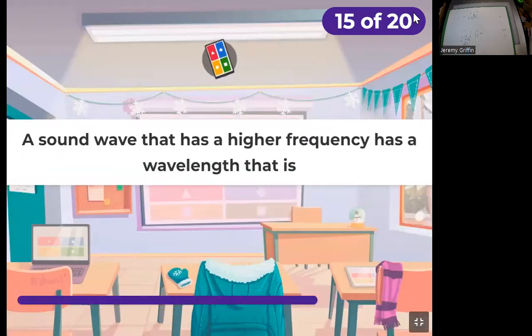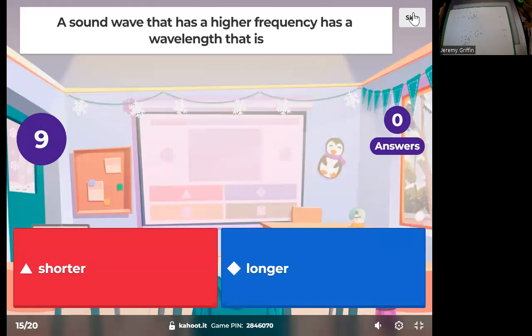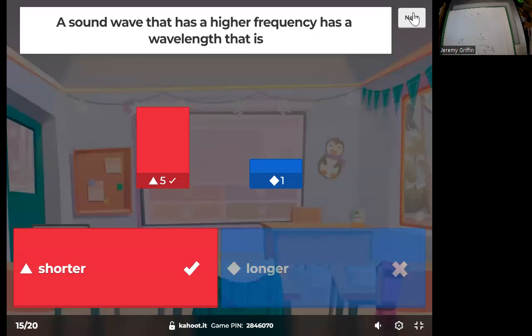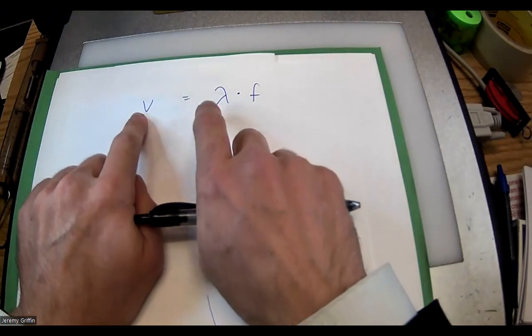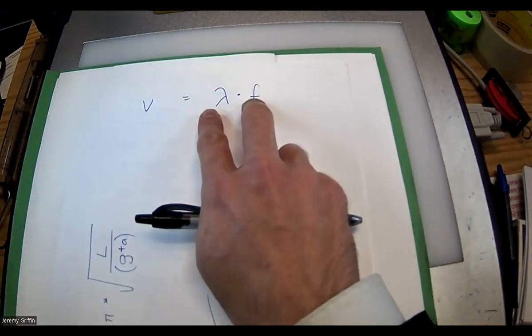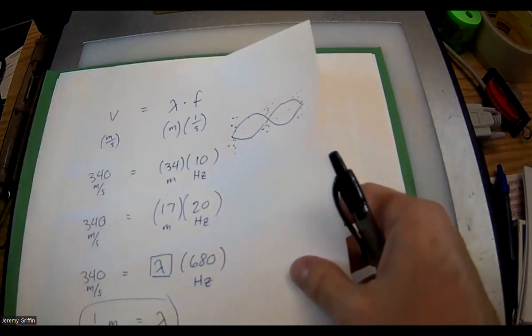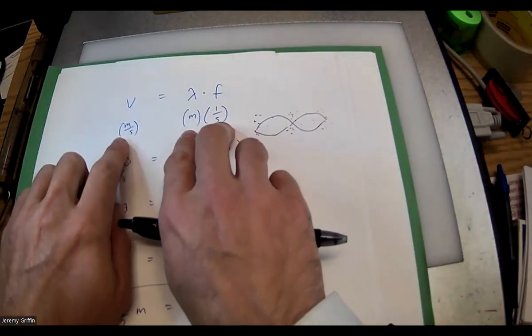A sound wave that has a higher frequency has a wavelength that is what? Yeah, a shorter wavelength. Let's look at that real fast, because this is an important wave formula right here. Speed equals wavelength times frequency. You guys remember that? Wavelength times frequency.